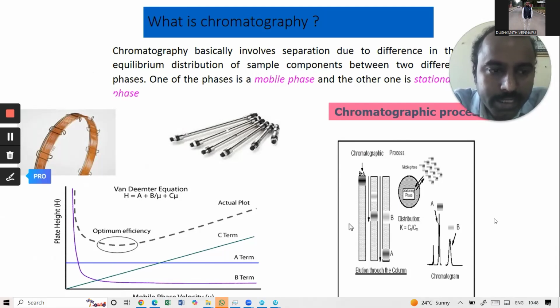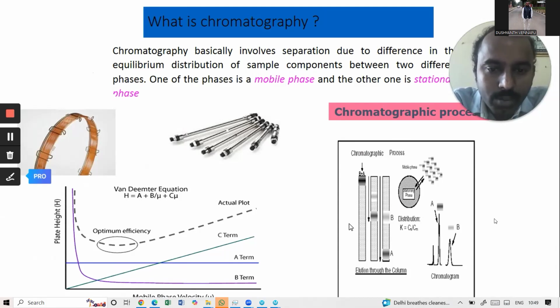So if your mobile phase is polar, your analyte is polar and you elute polar components, such a technique is called RP-HPLC. What do you mean by RP? Reverse phase HPLC. In the reverse phase, your stationary phase is non-polar. So that is the fundamental difference between normal phase chromatography and reverse phase chromatography.